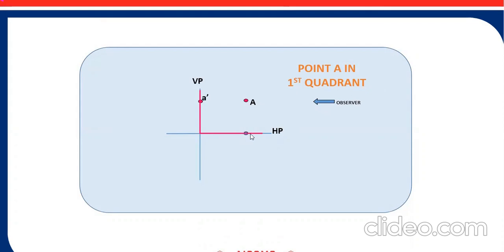And here is A, and then in the next method we have to turn the plane. We have to turn this plane, HP, in the clockwise direction. So A is here. We are getting the front view above the XY line, and the top view below the XY line.